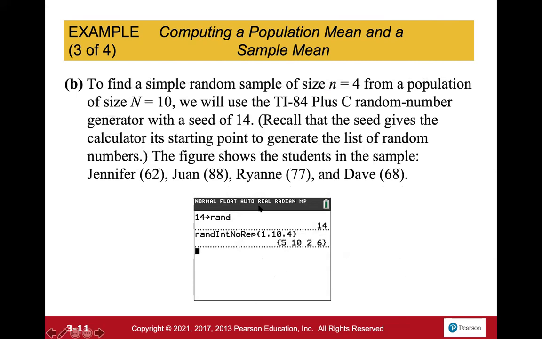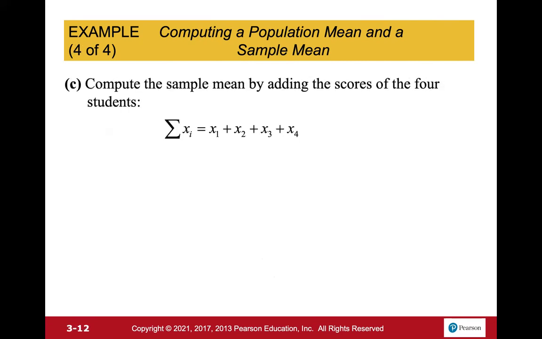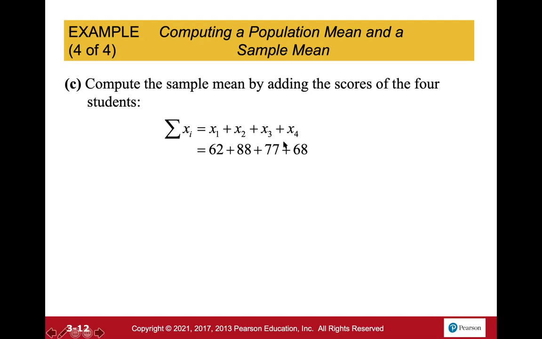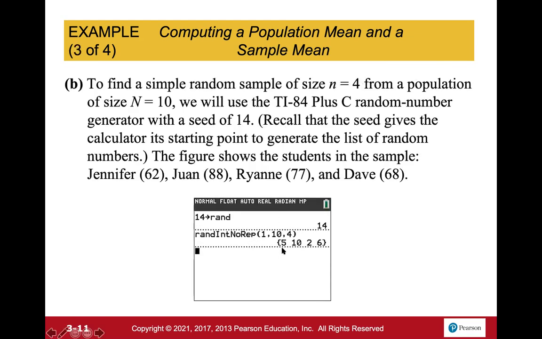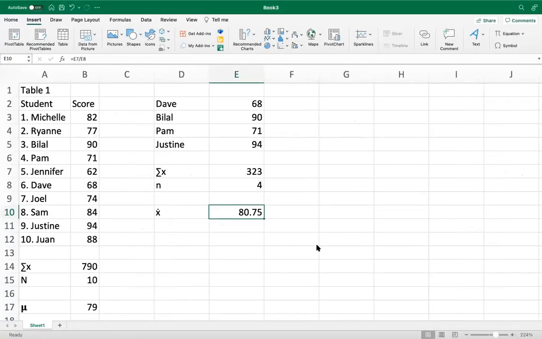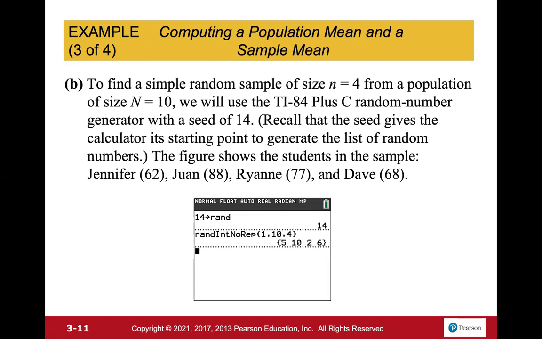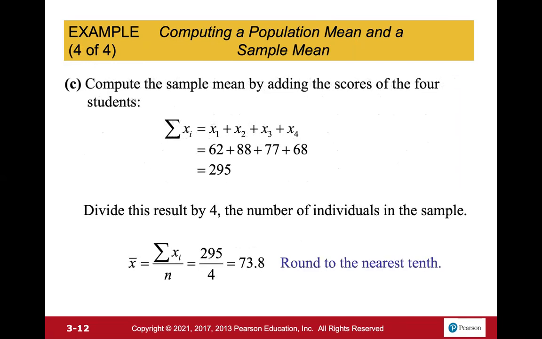Here they use the calculator as a random number generator, and they use those 3 values. So they added those numbers together. So their sample mean is going to be different than our sample mean, just because they ended up with a different sample than we did. Notice they ended up with a sample of 5, 10, 2, and 6. We ended up with a sample of 6, 3, 4, and 9. So their sample is different than ours, which is going to make their sample mean different than our sample mean, which ended up happening right there.